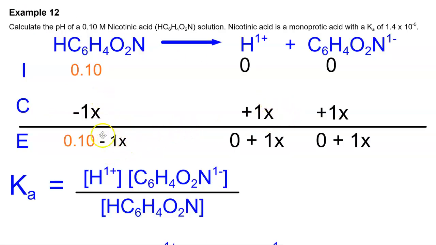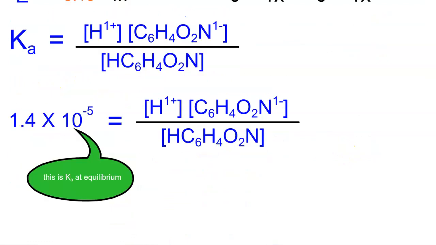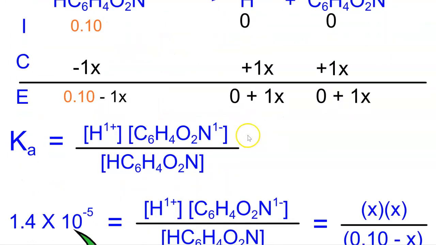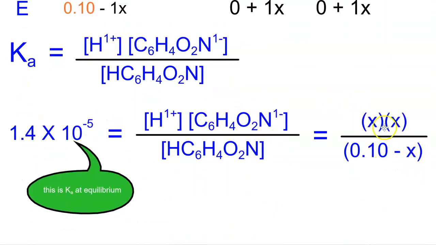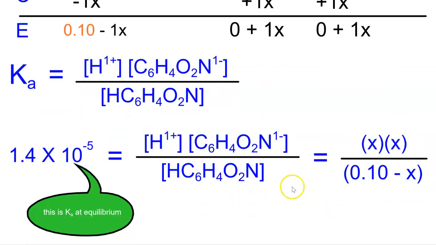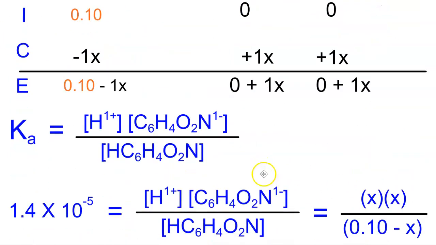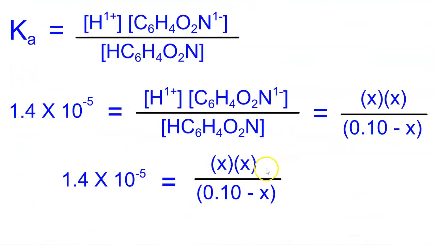I went ahead and did my E now. Remember, E is I plus C. And when I plug that into here, oops, that's going to be my next slide. When I plug that into here, I get X over X, because remember 0 plus 1X, these two would be X. That's where I get this and this from here and from here. And then this is 0.1 minus X. That would be set equal to, let me see if I did that, I did. So that would be set equal to this part right here, X squared.